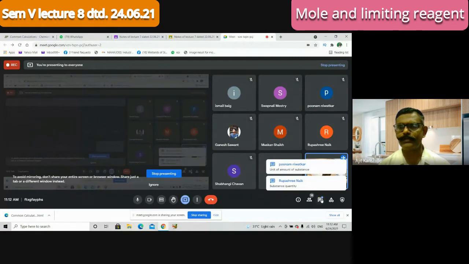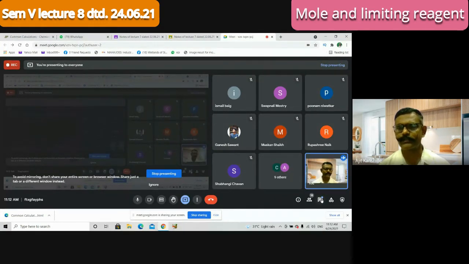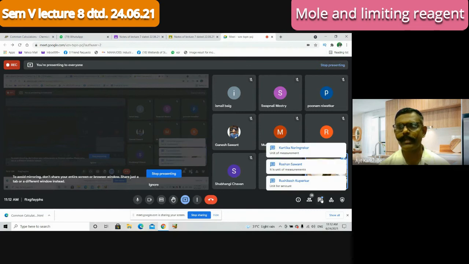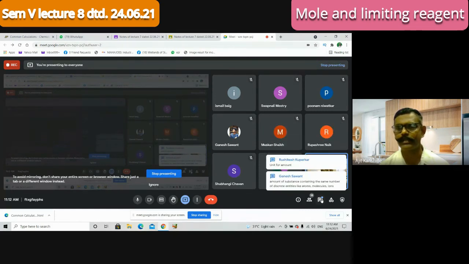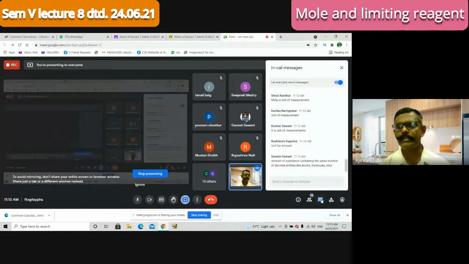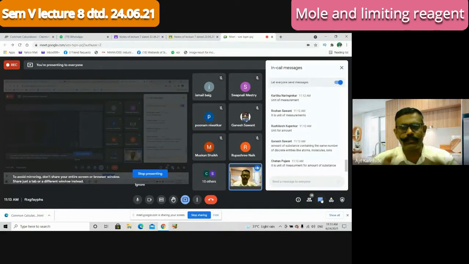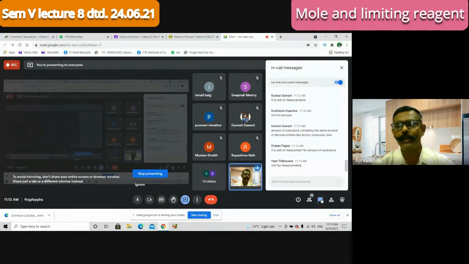17 students are here. Poonam says unit of amount of substance. Shruti says mole is a unit of measurement. Rishikesh says unit of amount. Ganesh says amount of substance containing the same number of discrete entities like atoms, molecules or ions. Good, you are giving good answers. Chetan says it is a unit of measurement of amount of substance. Good. You are expressing yourselves. You are not absolutely right, but you are in the proper direction. Yash is also saying unit of measurement. Many of you are answering, so all of you are thinking it is a unit of measurement.